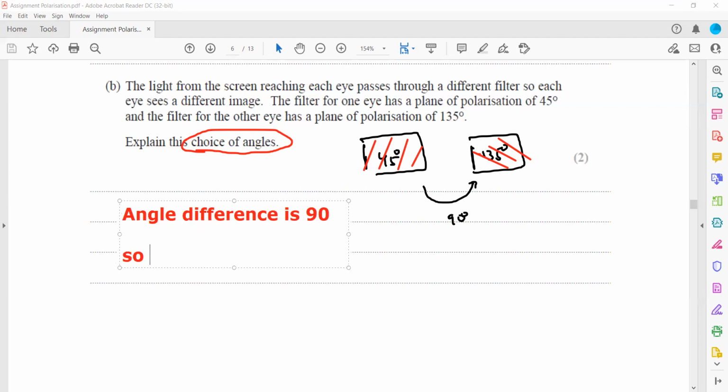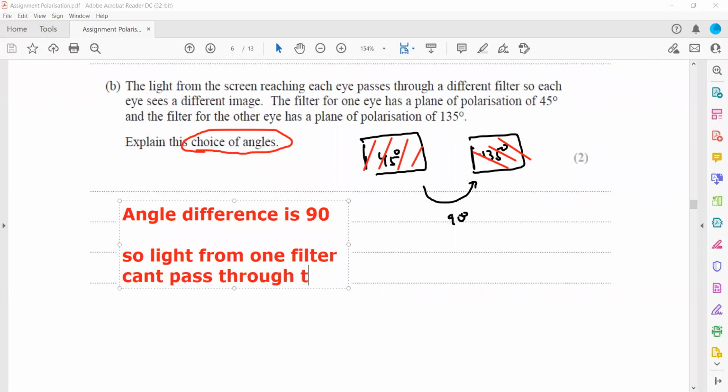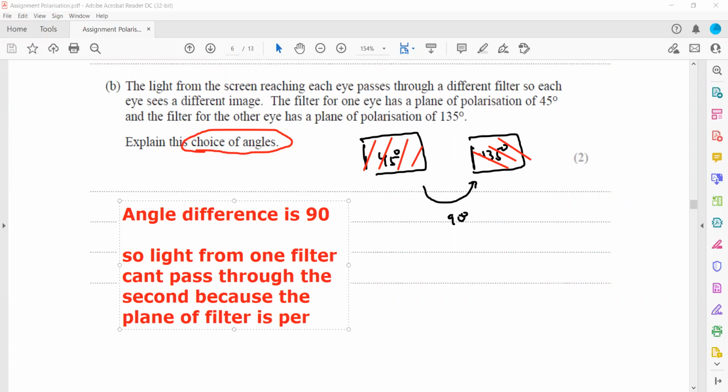So light from one filter cannot pass through the second filter, as the plane of the filter is perpendicular to the component of light.